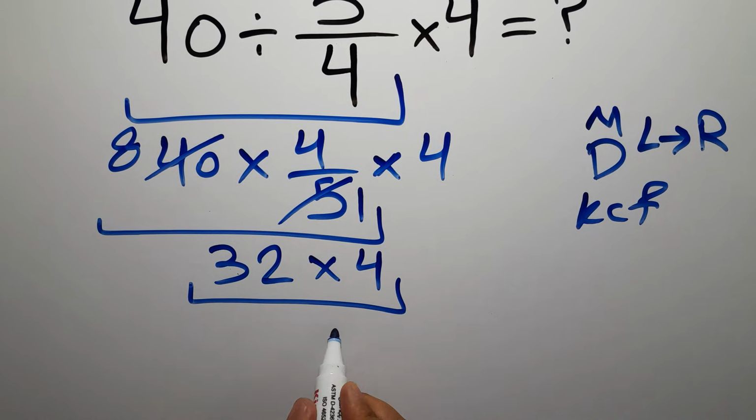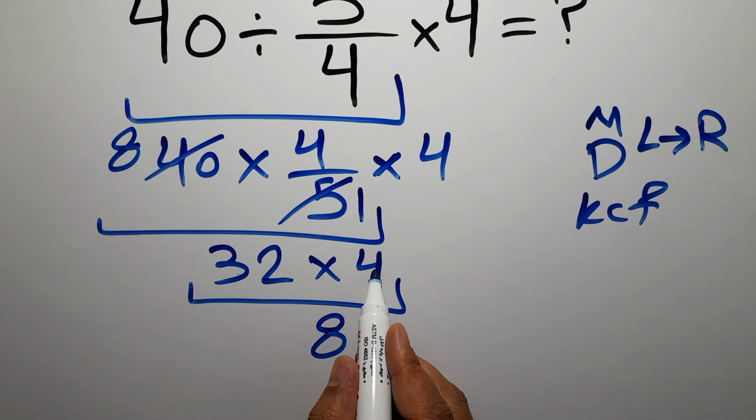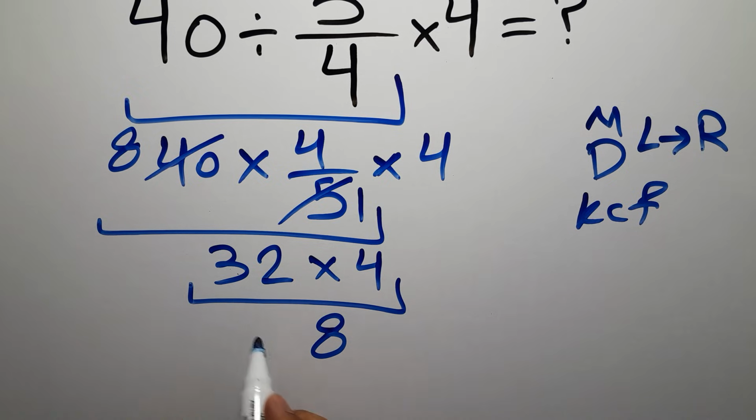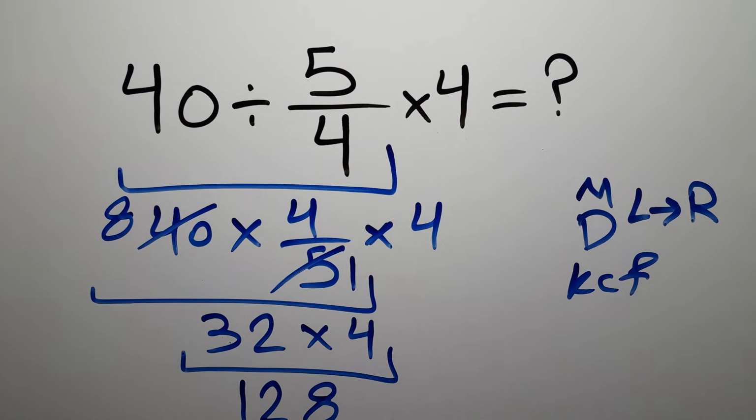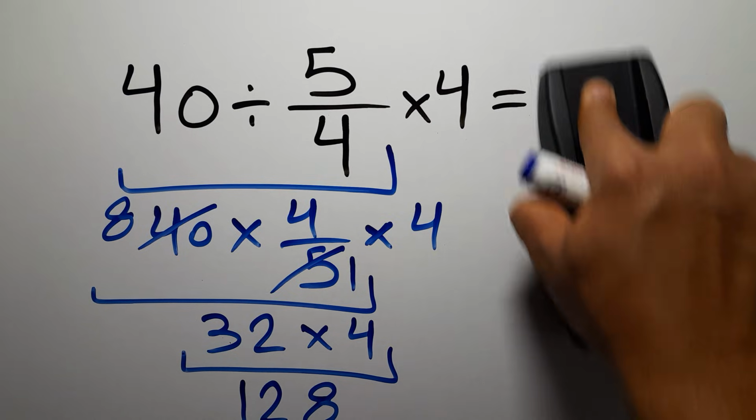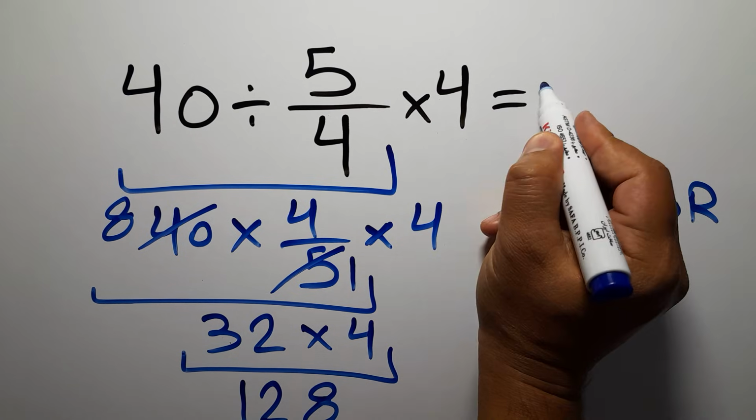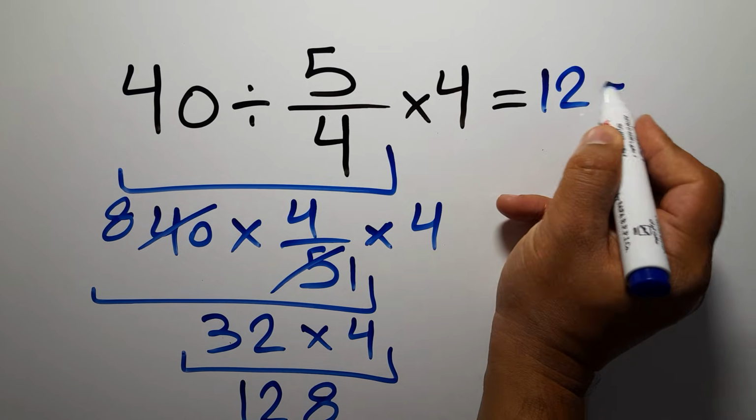4 times 2 is 8. And 4 times 3 is just 12. So 128. This is our final answer to this problem. The correct answer is 128.